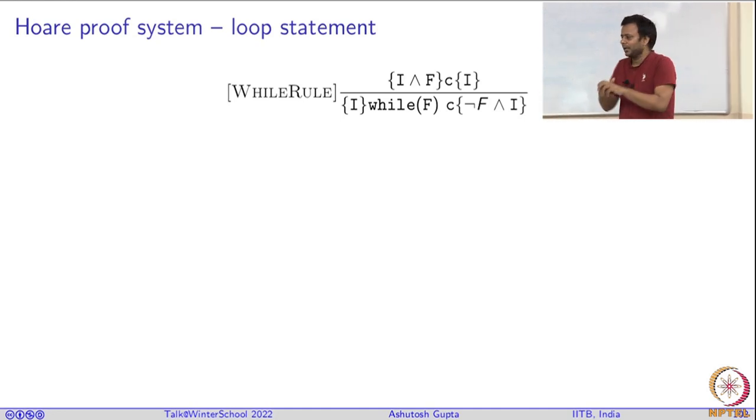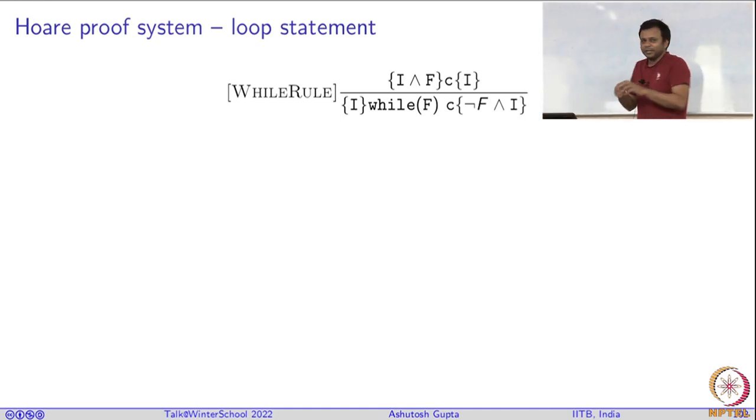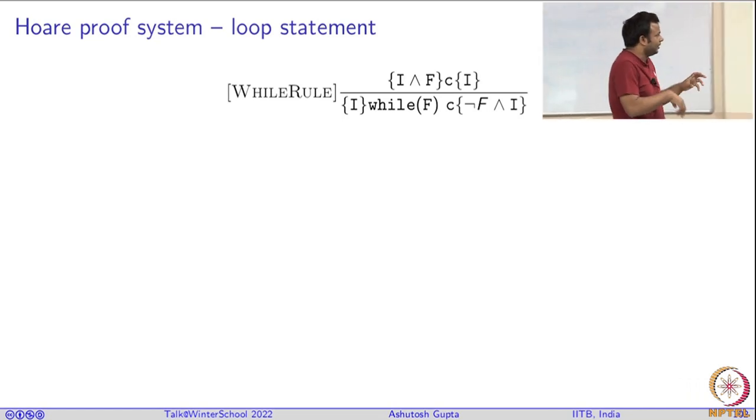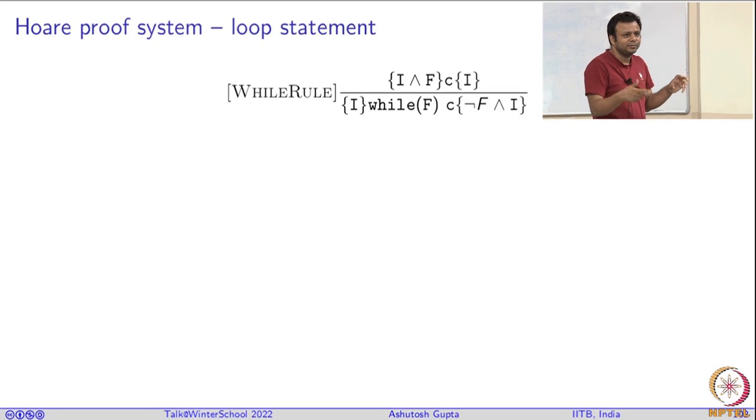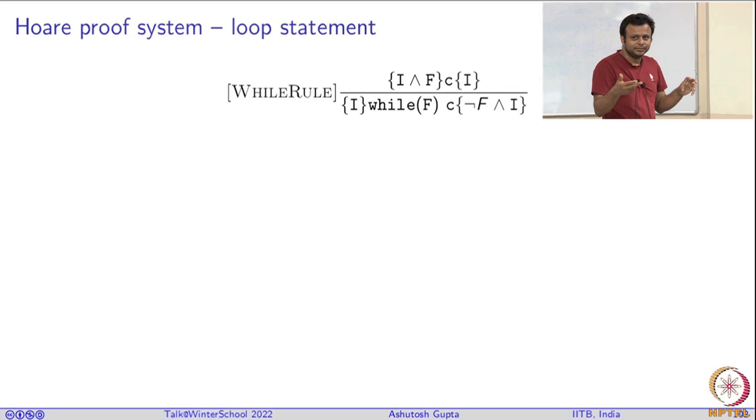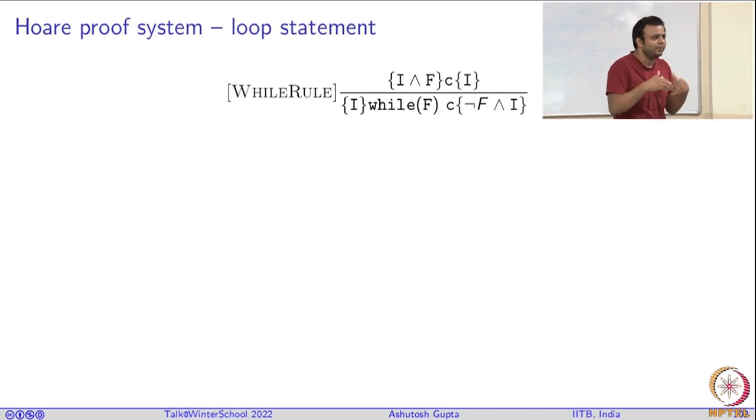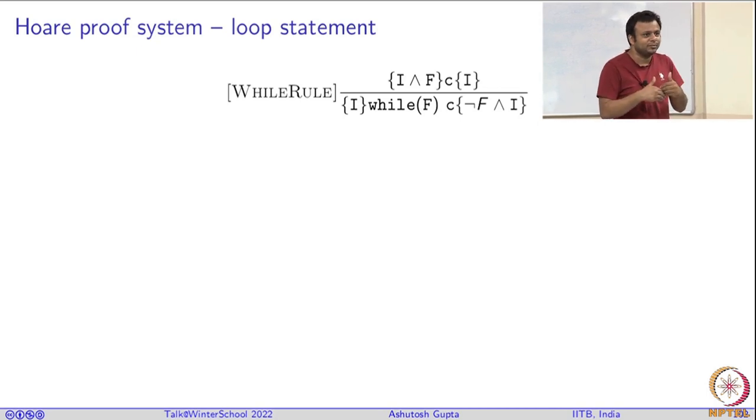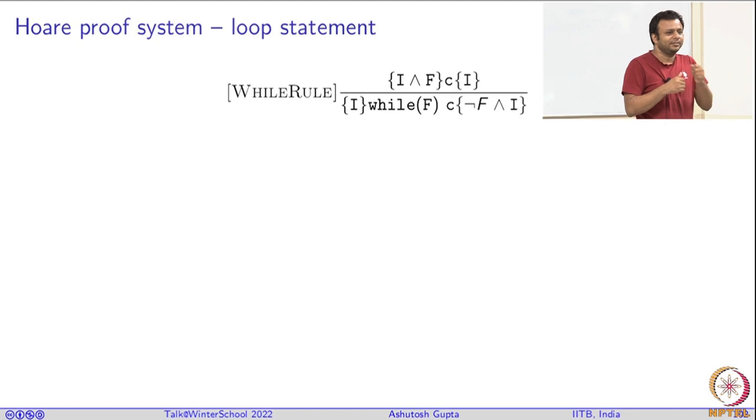If that is the case, you can conclude that if you start with I, the loop can go as many times as it wants, and you land up with an I. But at the end, you have to exit the loop. When you exit, you get extra information that the condition has failed. So you actually land up in I and not F.